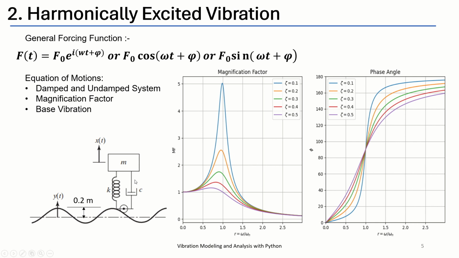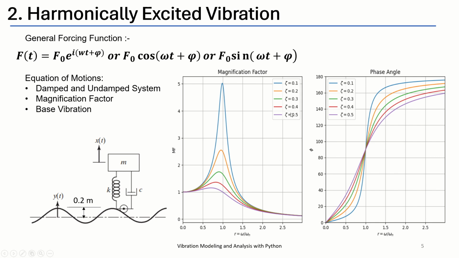Now in the second section, we'll study harmonically excited vibrations, some kind of forced vibration where the forcing function is in the form of harmonics like cosine, sine, exponential functions. In that, we'll derive the equation of motion of damped and undamped systems. We'll study the magnification factor and base vibrations, something like a vehicle moving on a rough surface or bumpy road. So this is base vibration. And some Python programs related to this harmonic vibration.